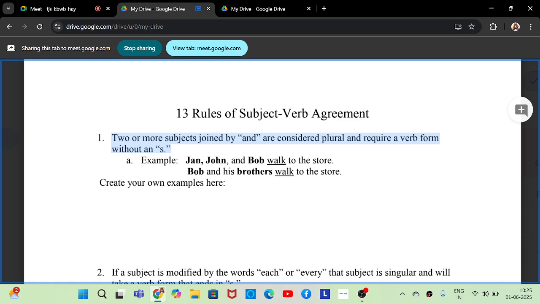For example, Jan, John, and Bob walked to the store. Jan, John, and Bob walked to the store. So here, what is the subject of this sentence? You can see it is Jan, John, and Bob. This is together a subject. So we call such subjects a compound subject. Jan, John, and Bob. So there are 3 members. This is a plural subject. So you are not writing walks. It is walk. Jan, John, and Bob walk to the store.